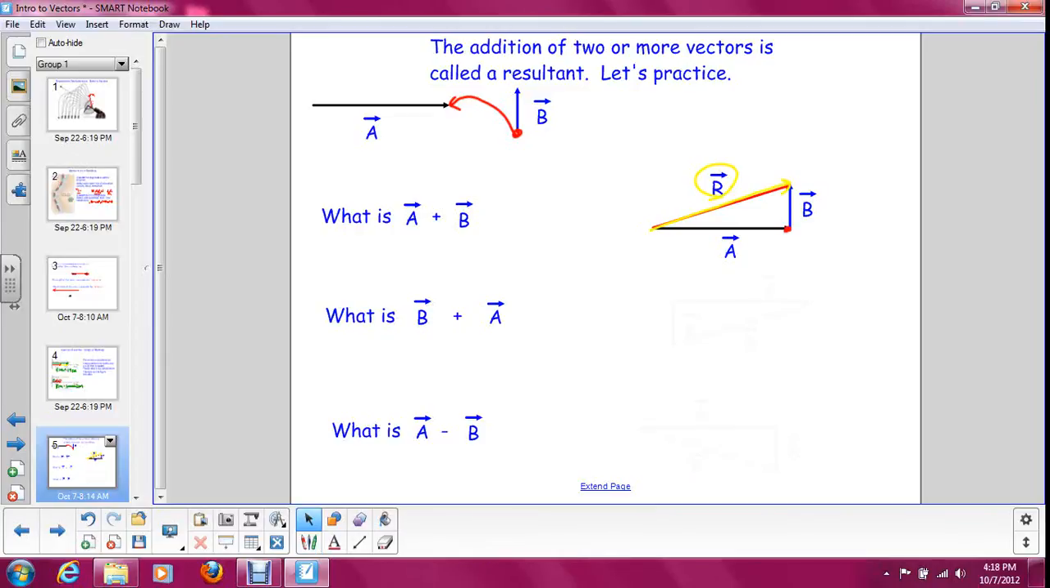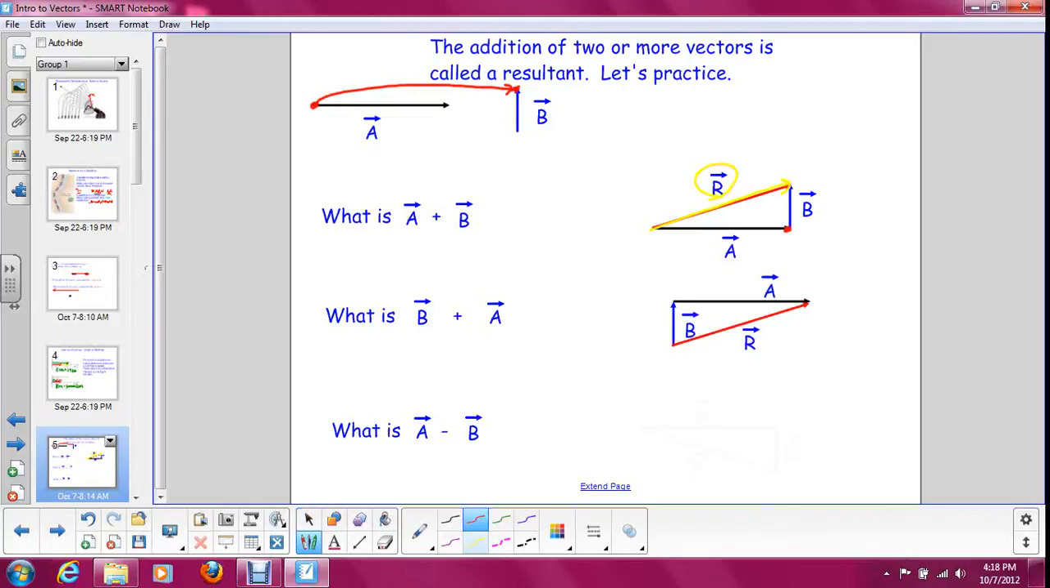So now, if we want to do B plus A instead of A plus B, we have to take the tail of A and add it to the tip of B. So it looks like this. We have B up and down here, and we add the tail of A to the tip of B, and our resultant, R, is from the tail of what we start with to the tip of what we end with. So the tail of B to the tip of A.